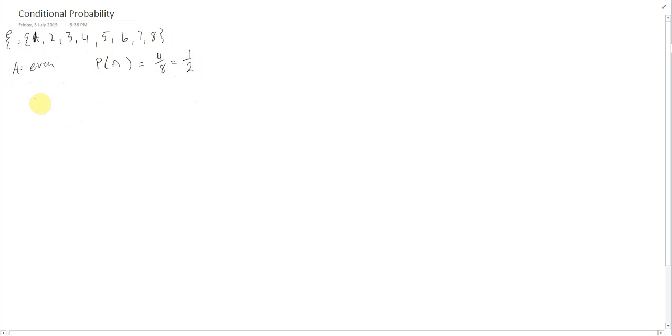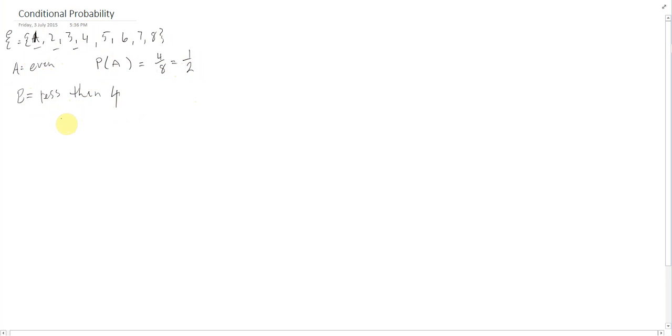Okay, interesting. What if I told you that the card I have picked out is less than the number 4? It's less than 4. They say, what if it's less than 4? So B is less than 4. Less than a 4. So it's either a 1, a 2, or a 3. It says, what's the probability now? Now that I've told you that it's less than 4, what is the probability that it's even?